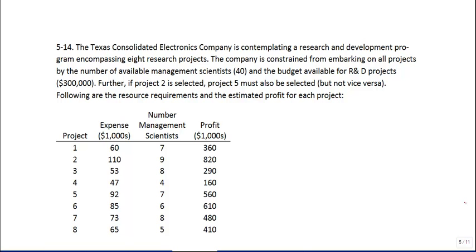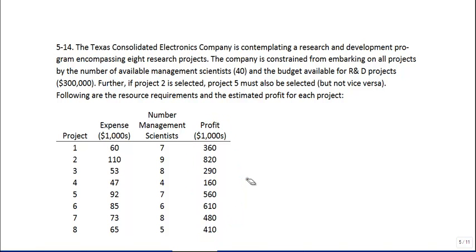Problem 14 is another product mix problem. This time we're making a decision which of 8 different projects to fund or to undertake. We have 40 management scientists available and $300,000. And if we take a look at the information that we're given, we have an estimate of how many management scientists each project will take and what the expenses will be. We also have expected profit for each of the projects.